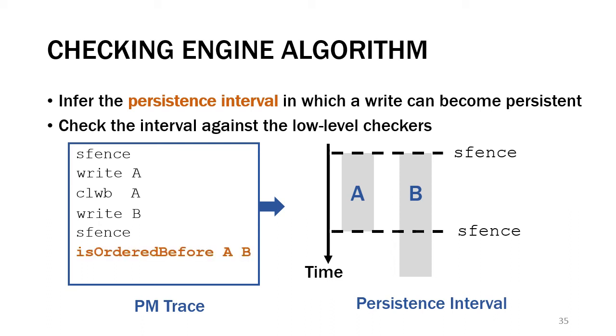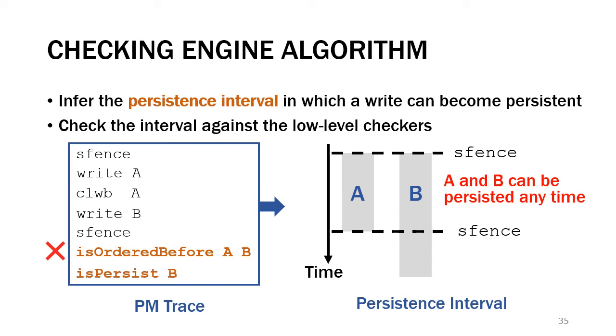Then the checking engine checks first, is A ordered before B? The answer is no, because A and B can be written back at any time during these interleaved intervals. And second, it answers whether B is persisted in the end. The answer is also no, because the S-fence does not guarantee the write back of B, because B does not have the CLWB to that.